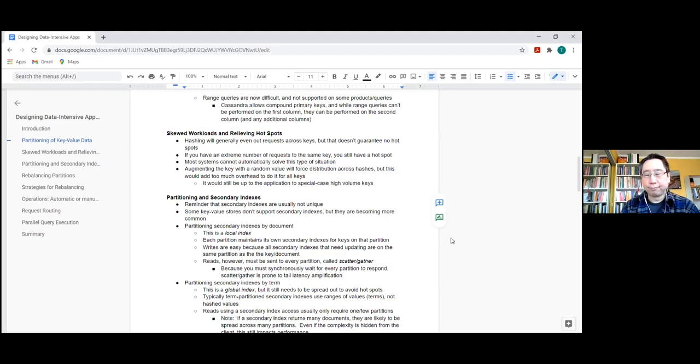Generally speaking, none of the commercial products at the time of the writing of this book have any type of automated solution for this. There are some things you can do. You can try to augment the key with some sort of random value, and then that will spread things out. Your celebrity is going to have subkeys that are spread across the different partitions. But this is not something you would want to apply universally to every user. So it's still kind of awkward, because you would have to manually decide who your special case high volume users are that you want to treat this extra way.